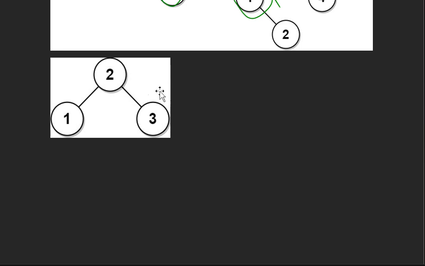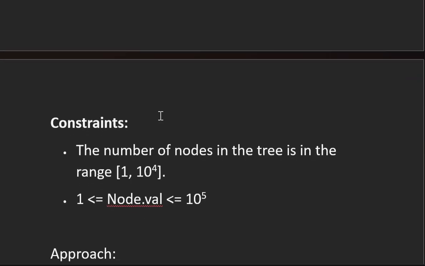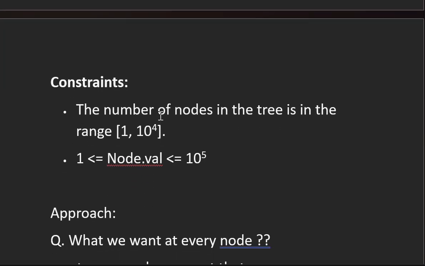In the next example we are given 2, 1 and 3, so it's already balanced, so no need to rebalance it. If you'll see the constraints, the number of nodes that can be present in the tree is up to 10 to the power 4, right? Number of nodes can be up to 10 to the power 4.